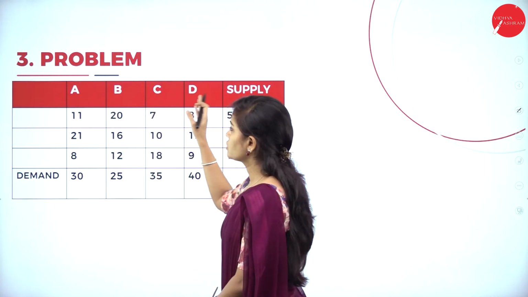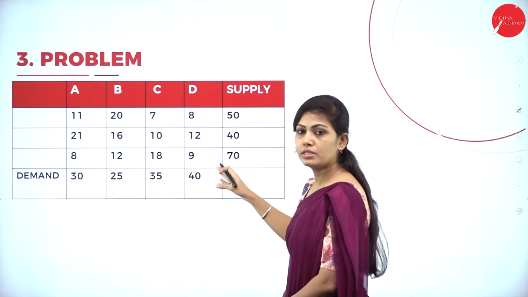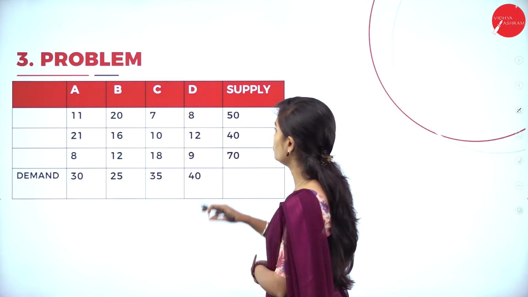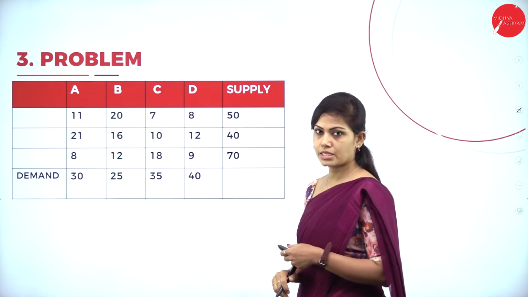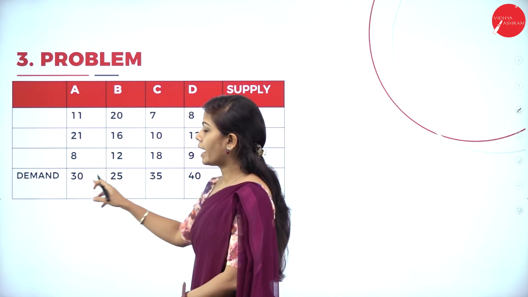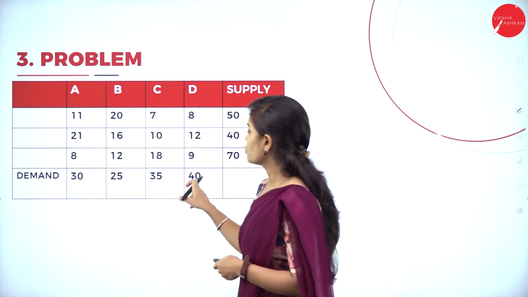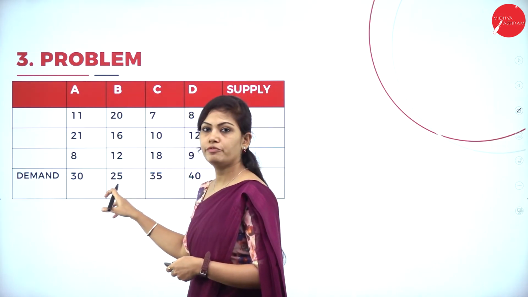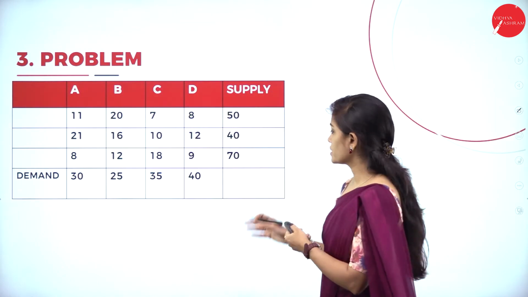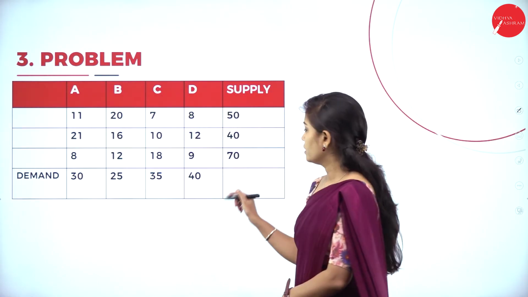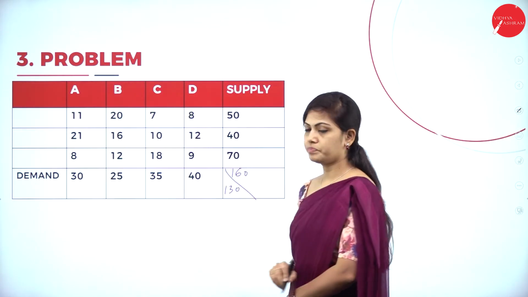So you have source and destination, demand value and supply value. Add all the supply values and demand values. 50, 40 is 90, 90 and 70 is 160, right? Now add all the demand values. You will not get 160 here. You will get 75, 75 plus 25 is 100, 100 and 30 is 130. So it is not a balanced problem. Here you will get 160 and here you will get 130.